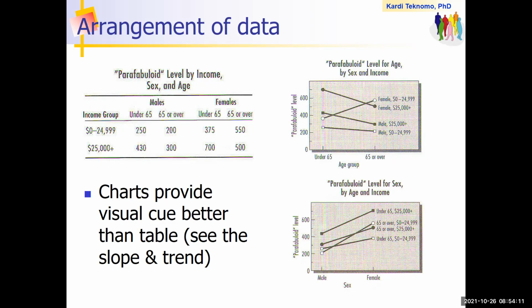Look at the example of table here, and then look at the chart on the right. They are actually exactly the same information. So you can see the chart will provide better visual cues than the table, right? Why? Because in the chart you can start to see the slope, the trend, compared to the table.